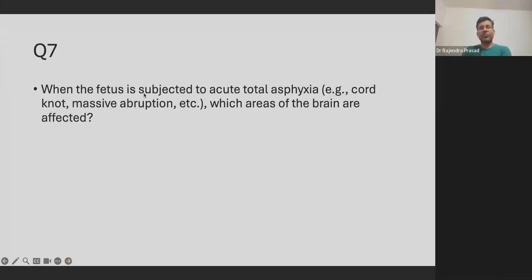So there are various types of asphyxia you must have read: acute total asphyxia, subacute asphyxia, acute on subacute asphyxia. When the fetus is subjected to acute total asphyxia, which happens, for example, when there is a cord knot or a massive abruption with complete interruption of the blood supply, which areas of the brain are affected and which areas are spared? You can answer both questions.